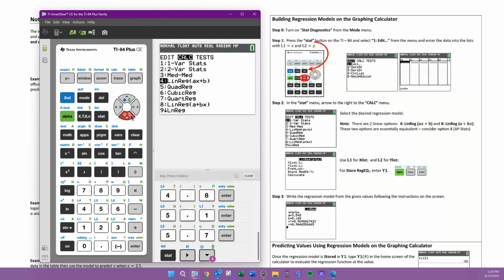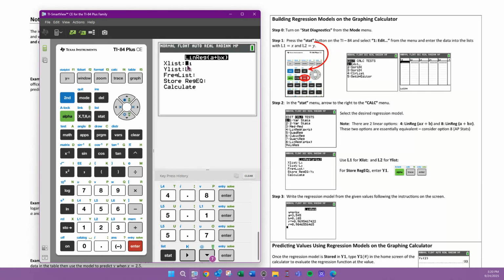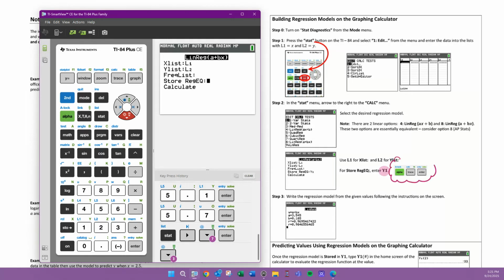So I'm going to scroll down to option 8 or choose the number 8, and I'm going to use this screen to write my regression. Now it is vitally important that when you are doing this step, you go down and on where it says store regression equation, you are going to put a y1 there. That is so huge for us, okay? Put a y1 there. And we put a y1 there by pressing alpha trace enter. So we press alpha, trace is up at the top, and then enter. It's a shortcut to put a y1 there.